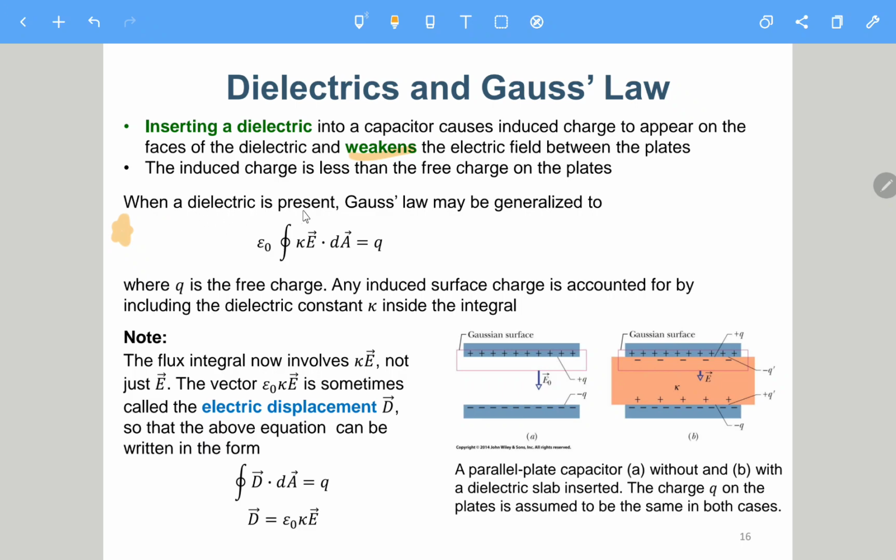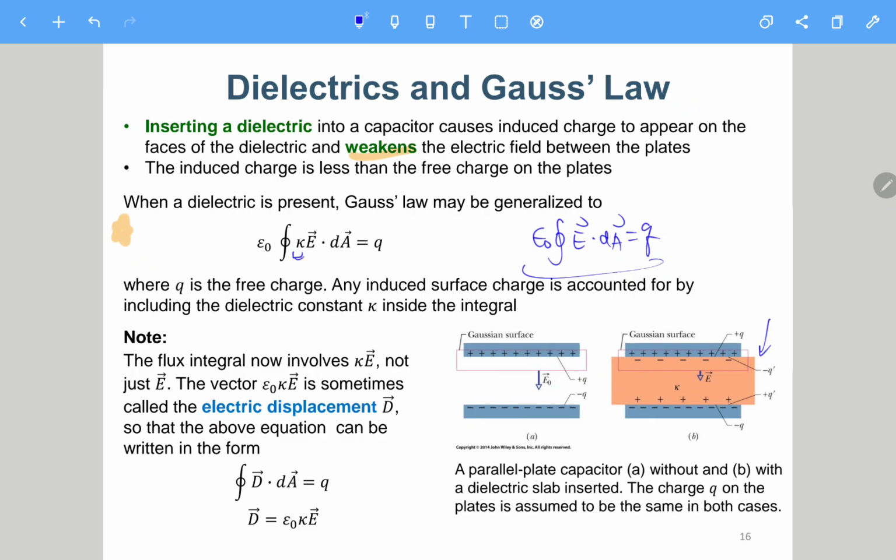Okay, so when a dielectric is present, Gauss's law may be generalized. Originally Gauss's law is epsilon naught integral of E dot dA equals Q. This is the original case. If we have some dielectric, then we multiply it by kappa. Kappa is generally a constant, but sometimes it is not constant. So this kappa, just put it inside.